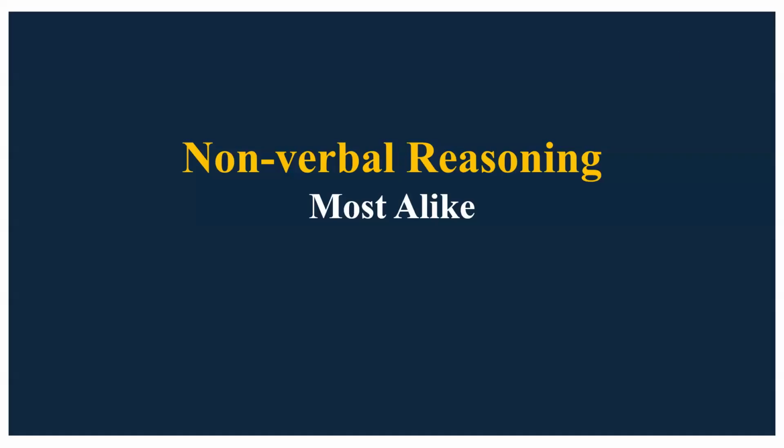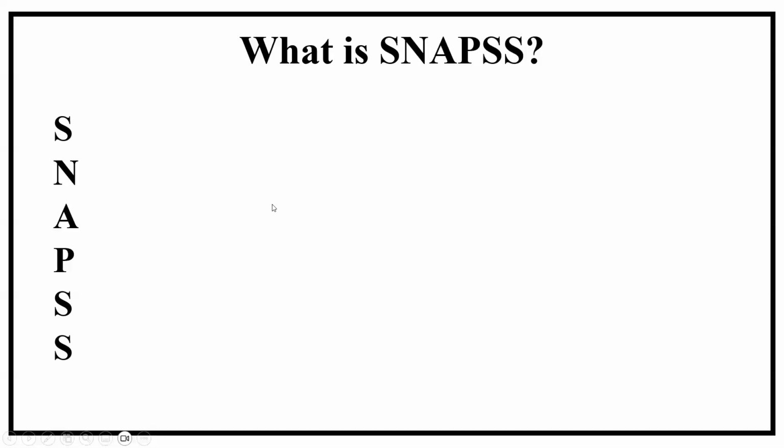Hi everybody, in this lesson we're going to be looking at a very common type of non-verbal reasoning called most alike, which is very similar to odd one out, which we did quite recently. It's very similar, but there are obviously a couple of differences that we need to be aware of. Okay, but before we do anything, let's talk about SNAPS.